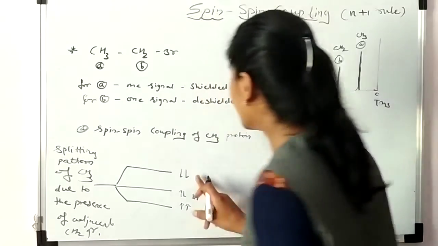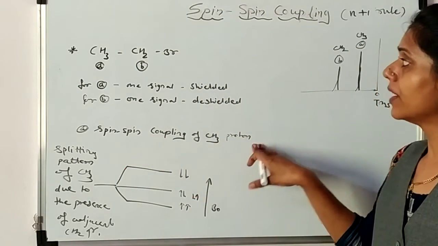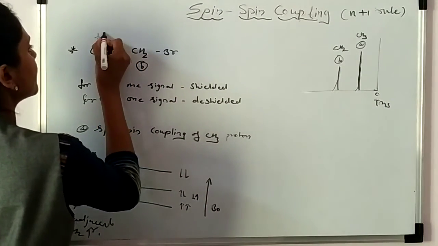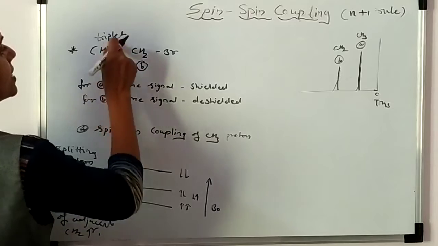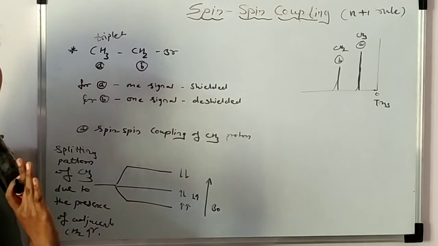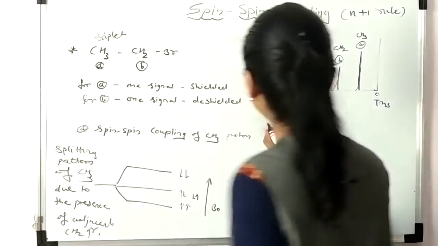Okay, that is triplet. When we study the spin-spin coupling of CH3 group, we get here a most important triplet of CH3 because of adjacent CH2. Understand?